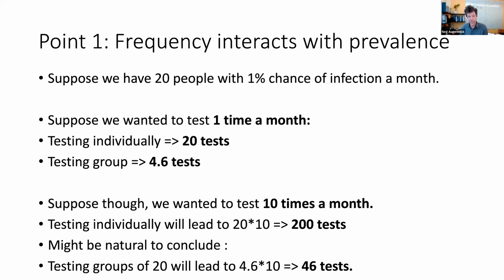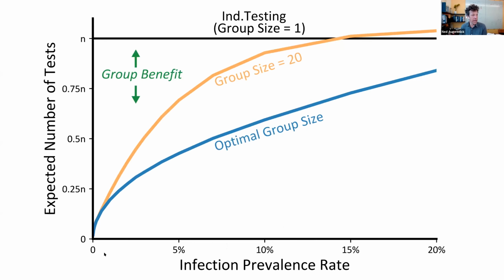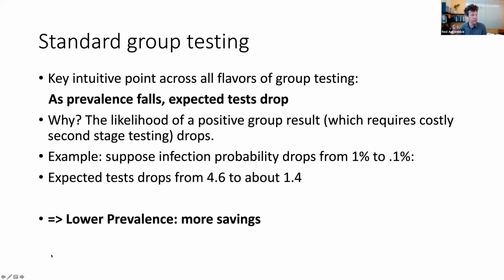Well, what we know is that testing individually is going to cost 20 tests every time we do it, which is 10 times. So it's going to be 200 tests a month, which again is going to be a huge amount of money. And this is where the cognitive error comes. I think it's very natural to think, okay, well then testing groups of 20 in terms of group testing, it used to cost 4.6. We're now doing it 10 times. So it's going to be 46 tests. And in fact, that is not true.